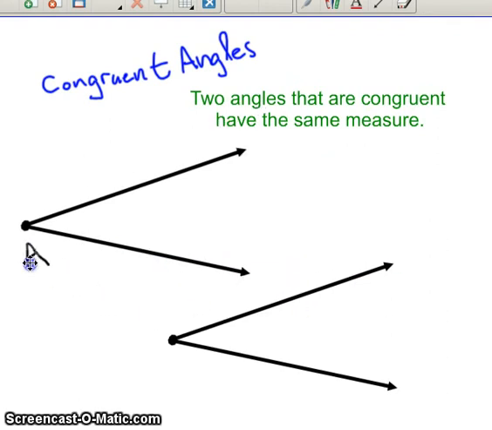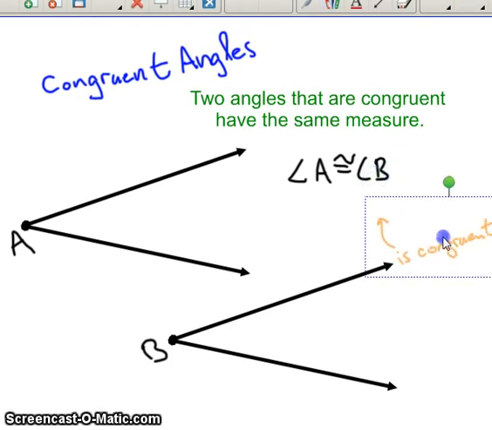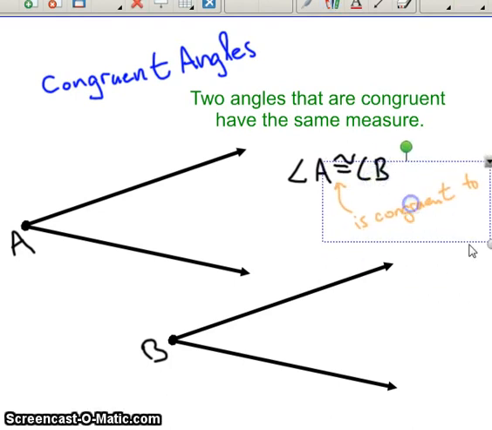Let's name these angles. We'll have angle A and angle B. There's a couple different statements we could write. Let's first write a congruent statement. We could say that angle A is congruent to angle B. In this statement, we're saying angle A is congruent to angle B. What we're saying is they have the same size and shape.